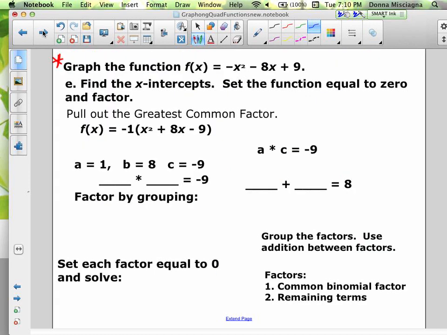I wanted to solve this by factoring because this was factorable. So let's find our x-intercepts one more time and see if we had the same answers. All right, so first of all, I notice that we have a greatest common factor, -1. So it would be a good idea if I factor out the -1. If I'm solving, I'm going to replace f of x with 0, right, because the value of y on the x-axis is 0.